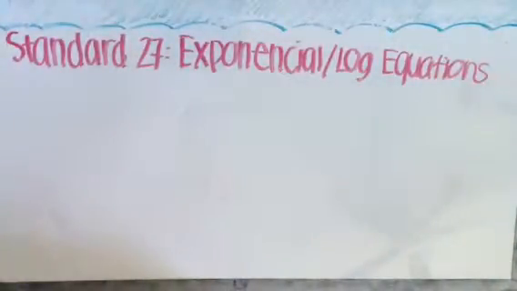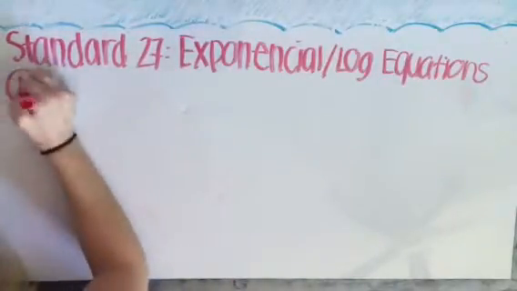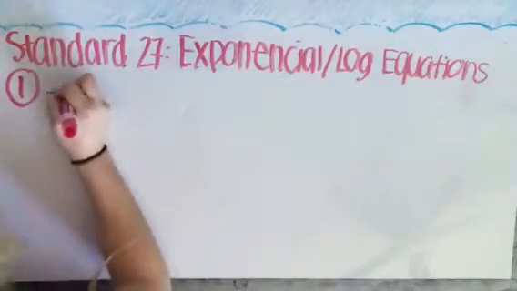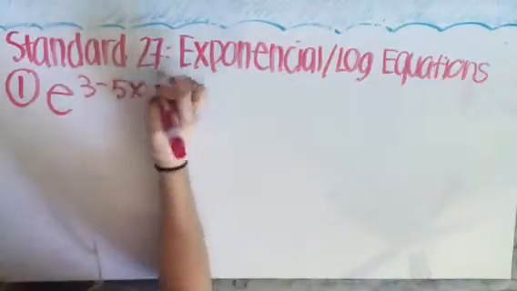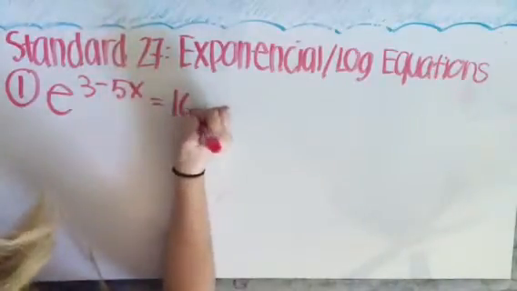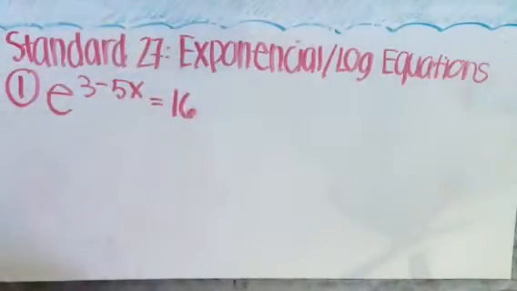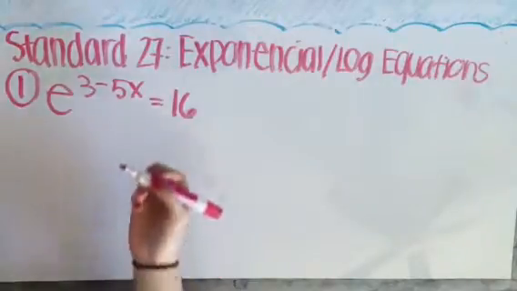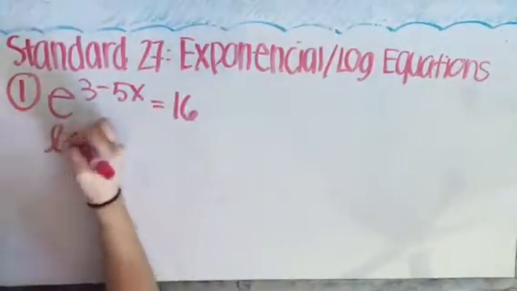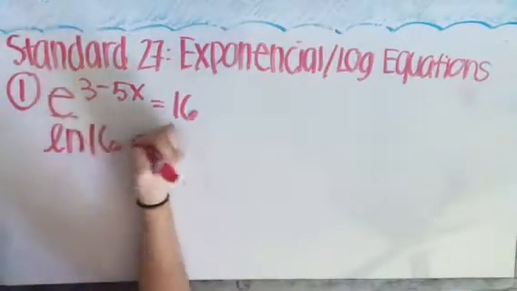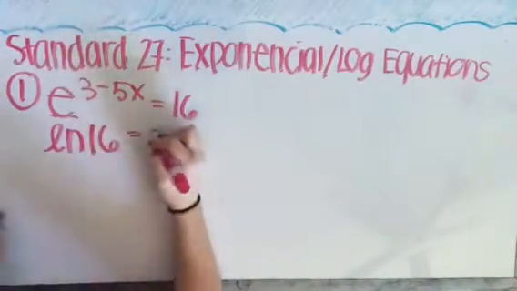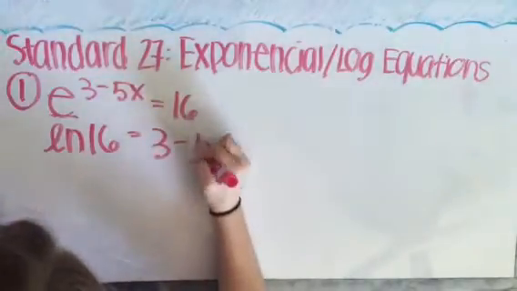Standard 27, solving exponential and logarithmic equations and inequalities. Problem 1. e to the 3 minus 5x equals 16. The instructions are to find the solution of the equation correct to 4 decimal places. First we're going to take the natural log, since we have e here, and it's going to be natural log of 16 equals 3 minus 5x, using the natural log rule.